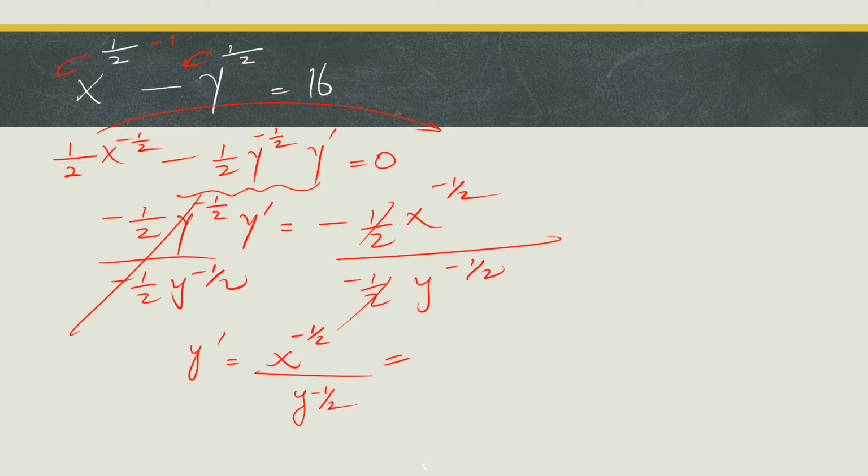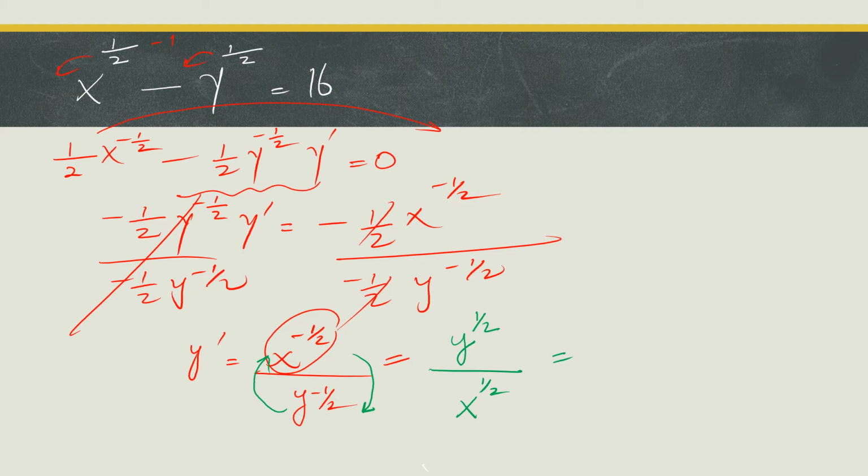Otherwise, try to write the final answer with the positive exponent. What does it mean? Here x has a negative power, which is not nice to write as a final answer. So shift the place of x, bring it in the denominator, and it will give you positive half. Same way, bring the y to the power negative half in the numerator, and on shifting the place, the power sign is changed. So this is your final answer.